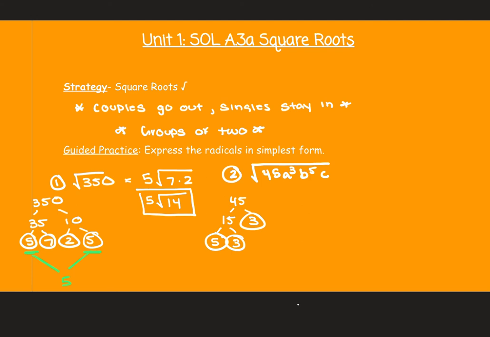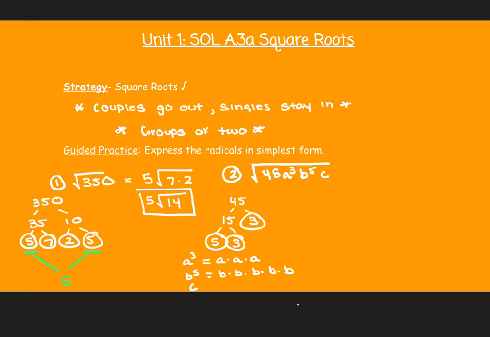Now let's take a look at our variables. We can do the exact same thing. A cubed is simply a times a times a. B to the fifth is simply b multiplied by itself 5 times. Then we just simply have c. C is going to stay the same because there is no exponent.